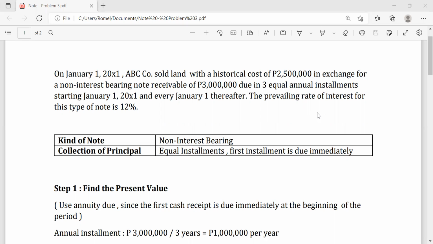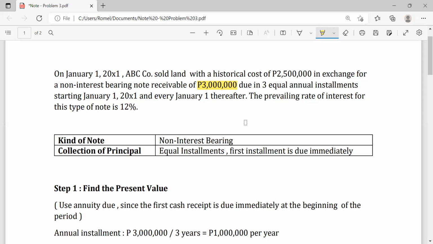So first of all, let us discuss what kind of note is this. This is a non-interest bearing note. So what do we mean if it is a non-interest bearing note? It means that wala siyang stated rate, and secondly, the interest is implied or the interest is already included sa 3 million pesos. So take note na pag non-interest bearing note siya, ang interest kasama na sa 3 million pesos. Kasi, what kind of note is this? This is a non-interest bearing note.